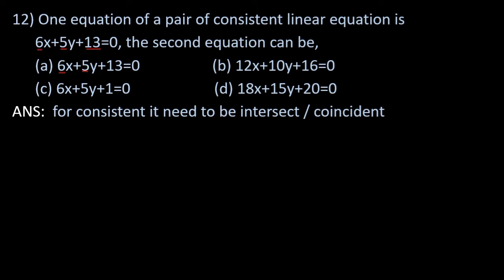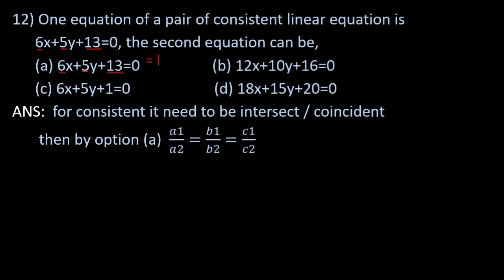Because for A1 and A2 we have 6 and 6, for B1 and B2 we have 5 and 5, and for C1 and C2 we have 13 and 13. So everything is equal to each other. Therefore A1 by A2, dividing, we get 1, B1 by B2 also gives 1, and C1 by C2 also gives 1. Therefore option A, 6x plus 5y plus 13 is equal to 0. If it's not possible, you can check with the next option. Since the first option is possible, I am directly writing it.